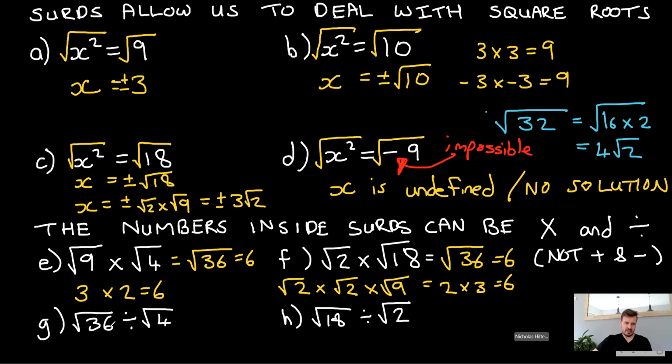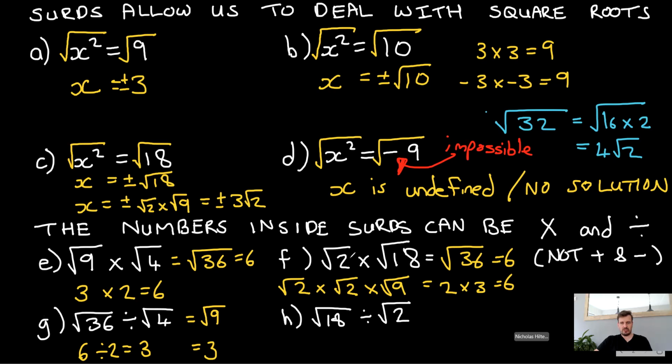And so here we can say, well, the square root of 36 is 6, and the square root of 4 is 2, and 6 divided by 2 is 3. We could also say 36 divided by 4, and that's 9, and the square root of 9 is 3. Okay. So I don't want to confuse you and say that you need to do both methods. Just illustrating the idea that you can times the two surds together.